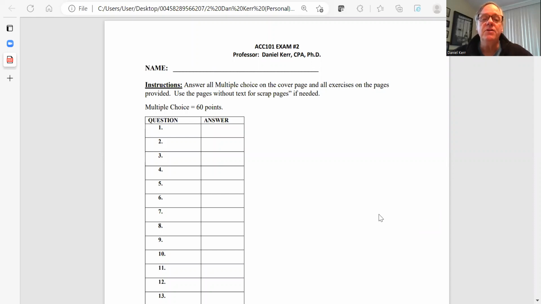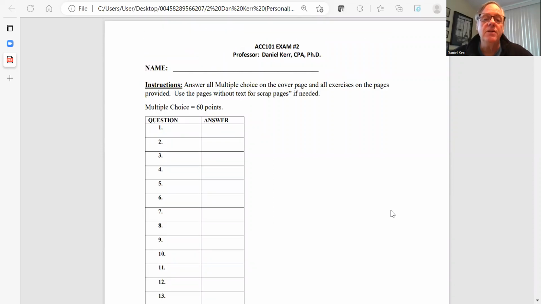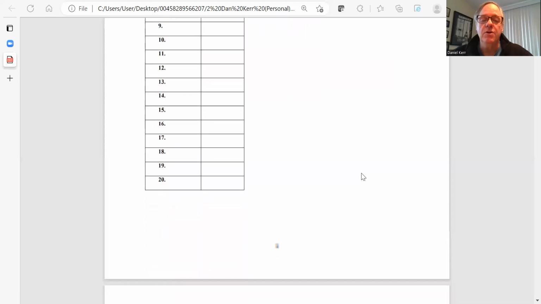On the first page, you'll see your grading. There were 20 multiple choice questions. When I did your grade, I took the number you got correct and multiplied by 3. That gave you your score for the multiple choice. The maximum you could have gotten there was 60. Each of the 4 little exercises or problems were worth 10 points each. So that's how it was scored.